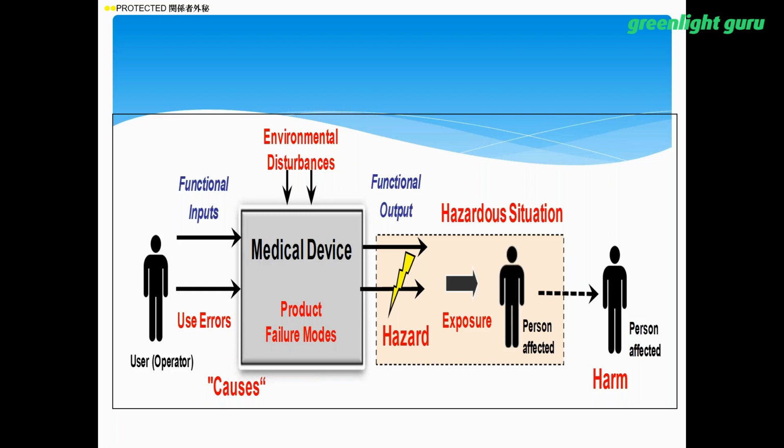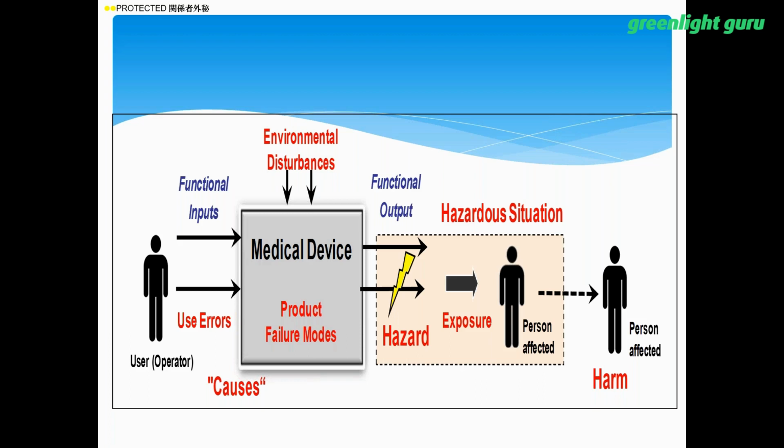In a perfect world, everybody will use everything perfectly. In the real world, that doesn't always occur. Also, you can have environmental factors that have an impact upon that medical device. The net result of that is product failure modes. When those product failure modes occur, there may be an output that constitutes a hazard to the device.